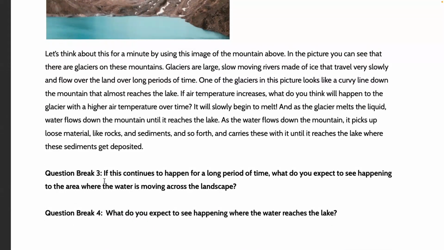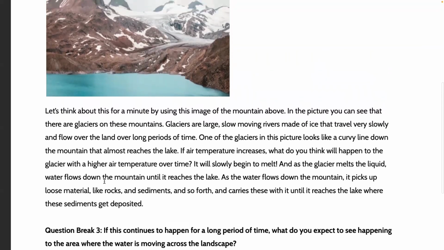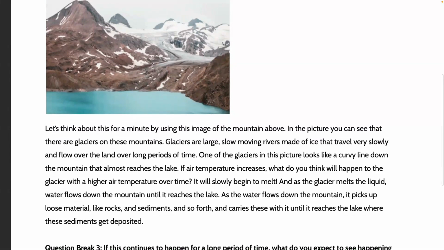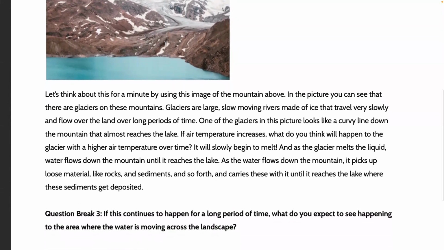Question 3. If this continues to happen for a long period of time, what do you expect to see happening to the area where the water is moving across the landscape? Okay, so we probably would see maybe deeper valleys, wider valleys, it's being worn away. Maybe some of this is shrinking at the top because some of this rock is actually coming down.